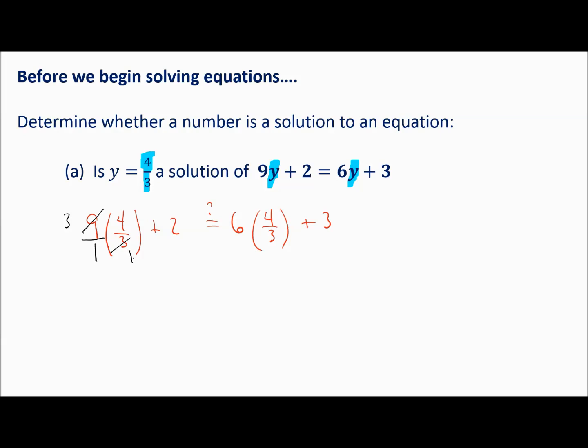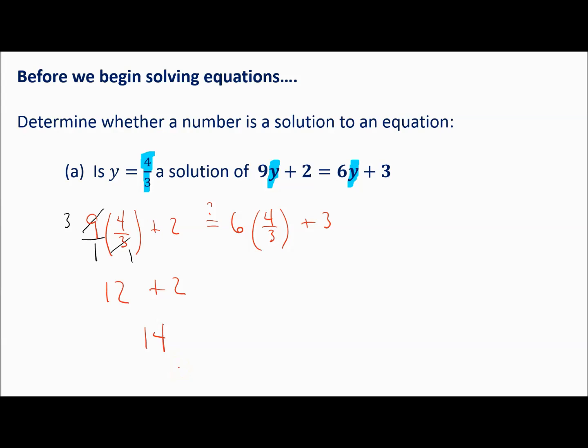So instead, I have a more simplified version of 3 times 4 is 12 in the numerator over 1 times 1 is 1. Remember, when there's a 1 in the denominator, there's no need to write it. 12 over 1 is the same as 12 plus 2. And we know 12 plus 2 is 14. So I have completely simplified the left side.